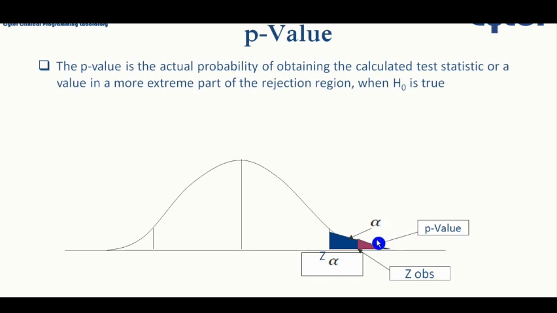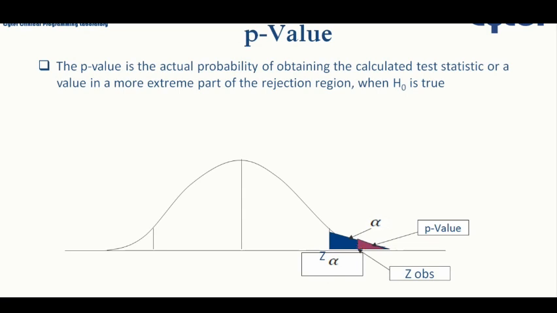So here you will see that the p-value, this much area, is less than this tail. So p-value is less than alpha, that means our calculated Z value is greater than Z alpha. So the two statements are similar: if your Z observed test statistic is beyond the critical value, this is the same as saying that the p-value is less than alpha. And in that case, you are going to reject H naught.